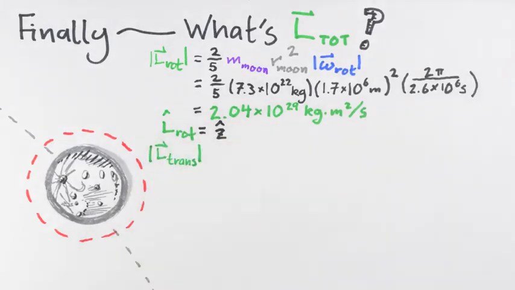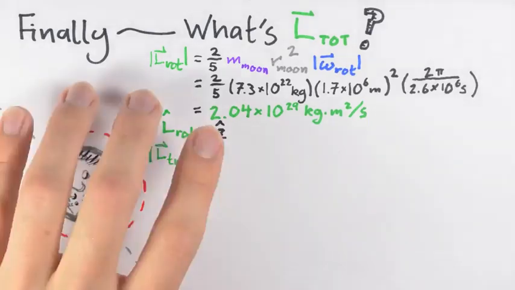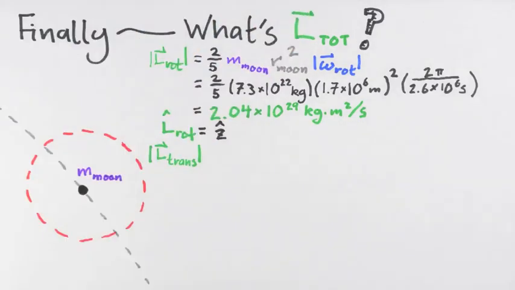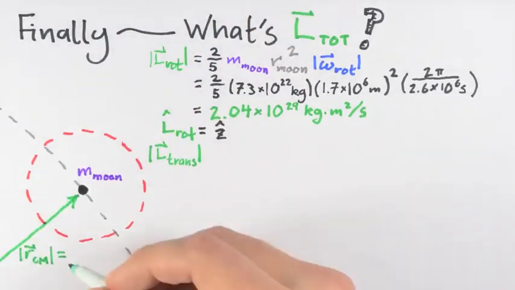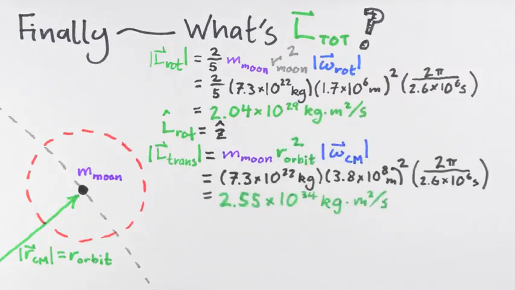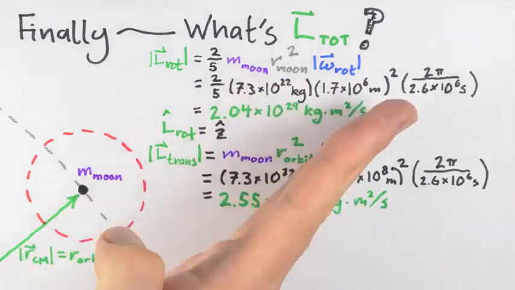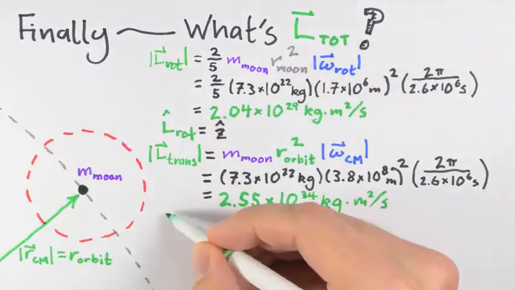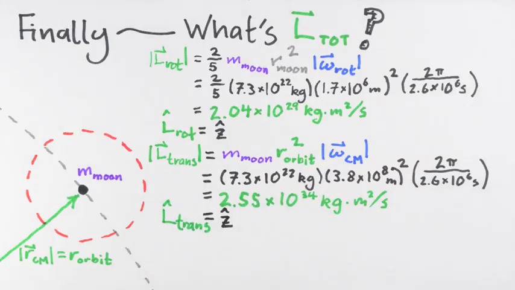To find the translational angular momentum of the Moon, we mentally collapse the whole continuous mass of the Moon to a point mass located at the center of mass. This is the point particle model. And we multiply the point particle moment of inertia by the angular velocity of the center of mass. The right-hand rule shows us that the translational angular momentum points into the screen too.